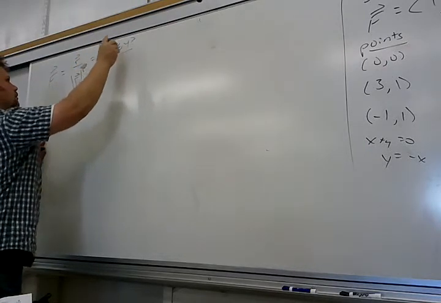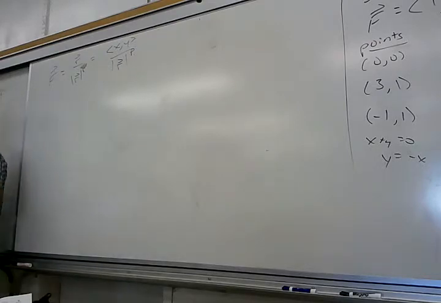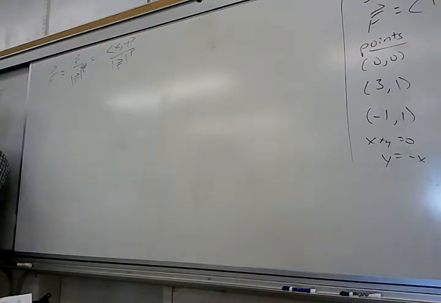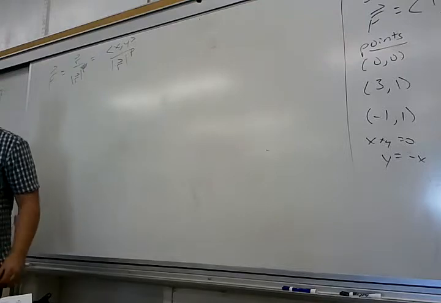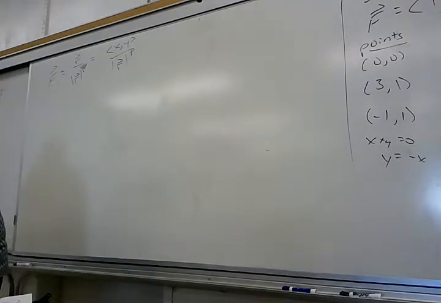So right now I've got this: (X, Y) over R to the P. I'm in 2 dimensions, so my R is just going to be (X, Y). Cool. A little specific example would be example 2 on page 964.